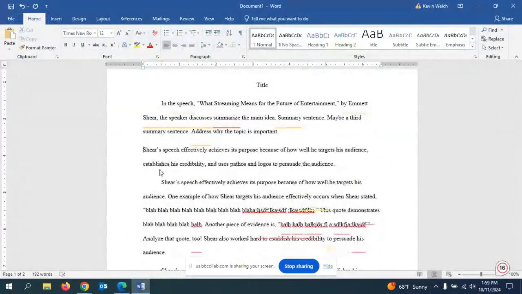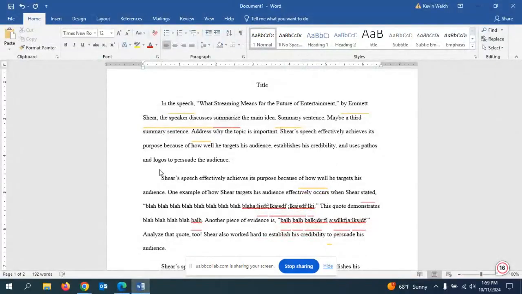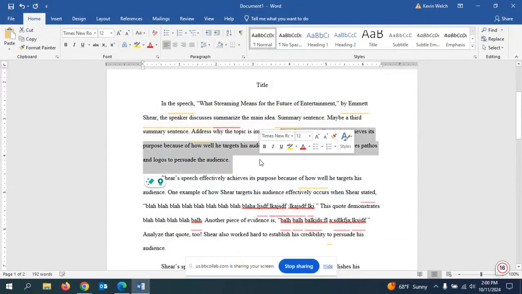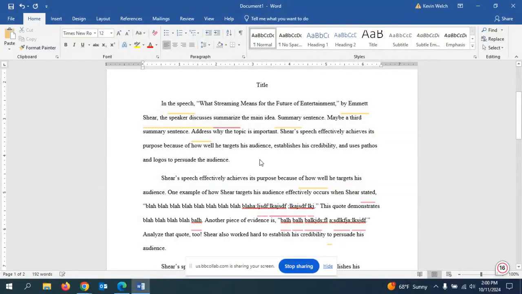So the thesis statement needs to be the last sentence of your introductory paragraph. And notice that's what I've done. I've written now my first sentence. I've got some summary sentences, and I've addressed why the topic's important. And then it leads into this very specific thesis statement.